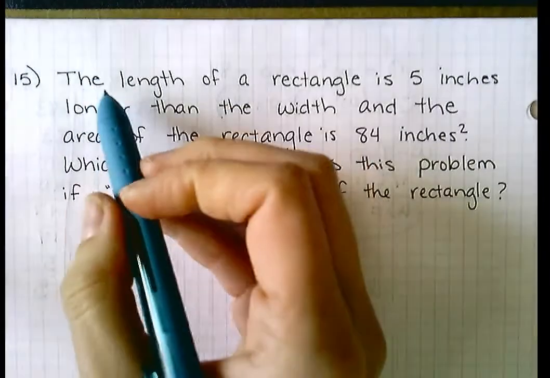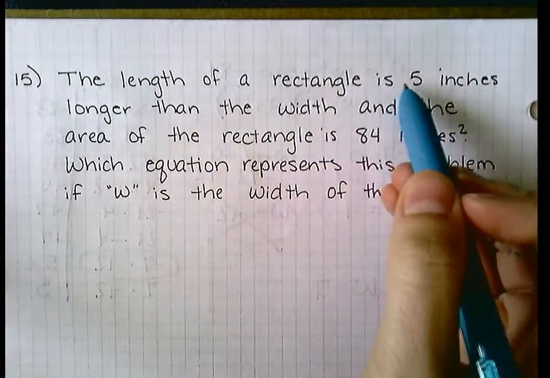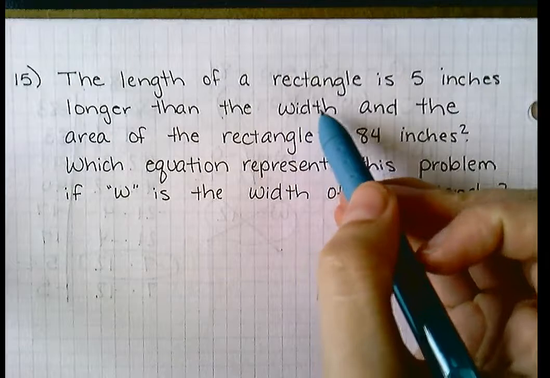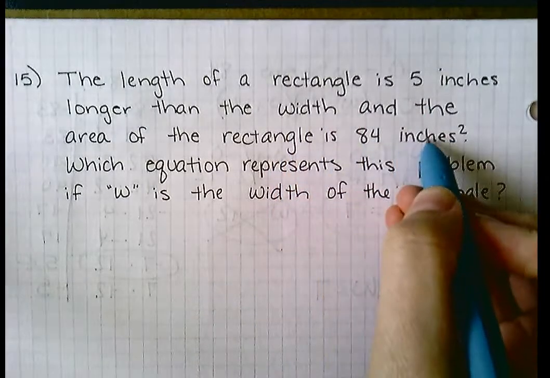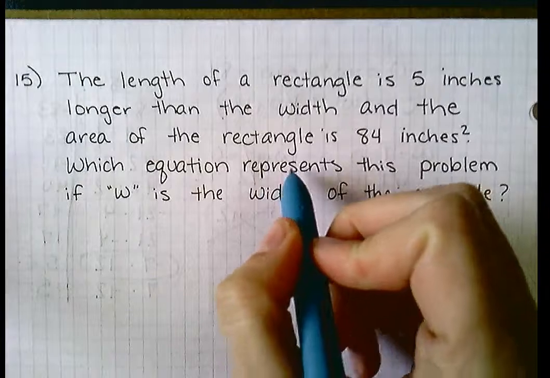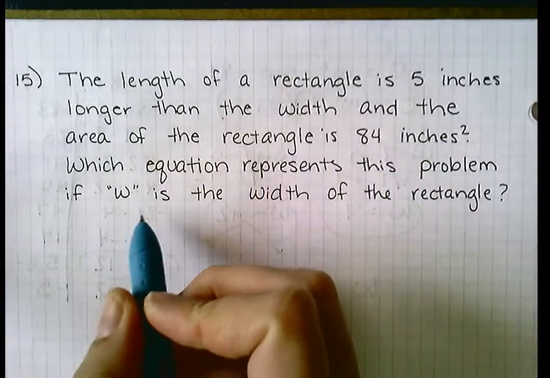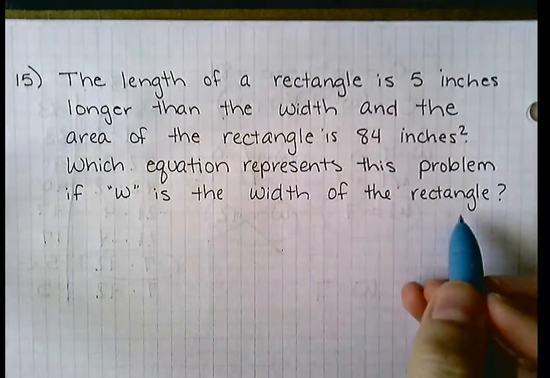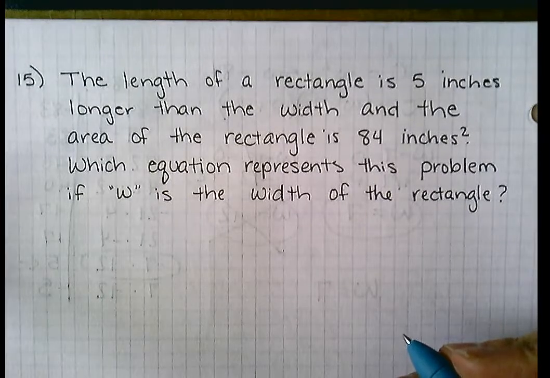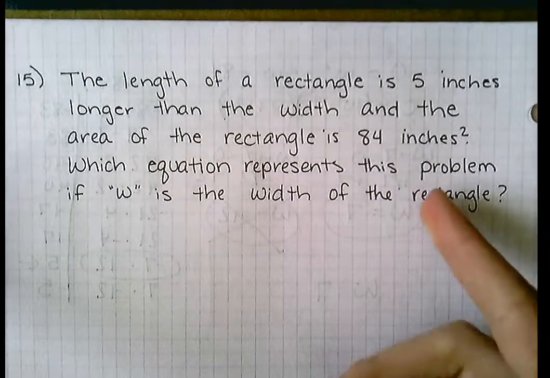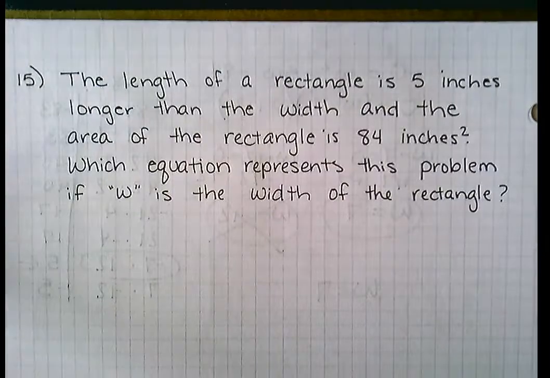Okay, the length of a rectangle is 5 inches longer than the width, and the area of the rectangle is 84 inches squared. Which equation represents this problem if W is the width of the rectangle? This is a pretty standard word problem dealing with quadratics. So first we have to come up with the equation, and then we're going to solve it.